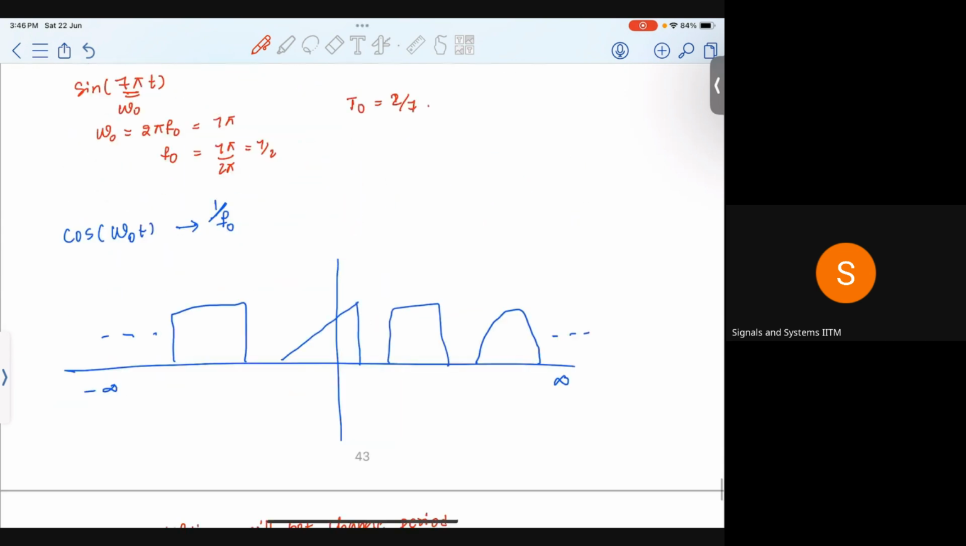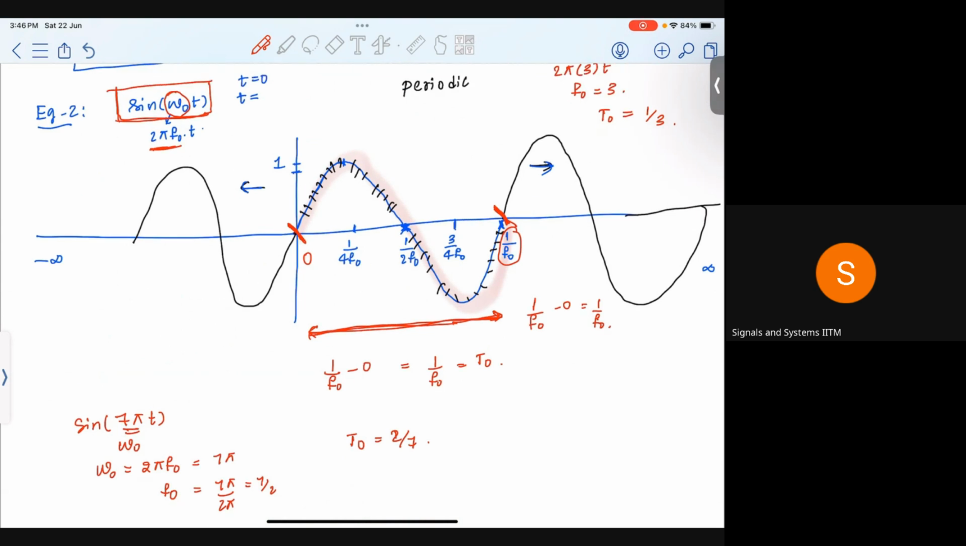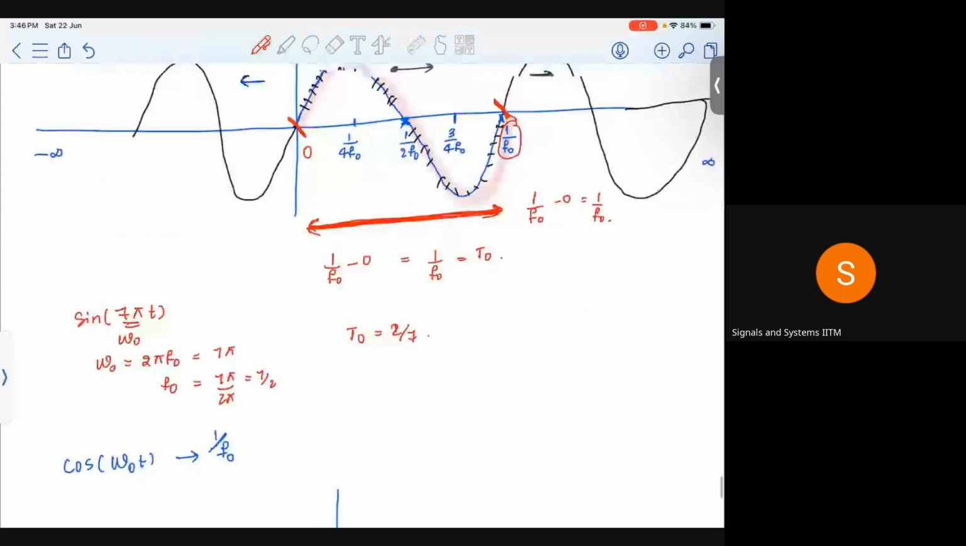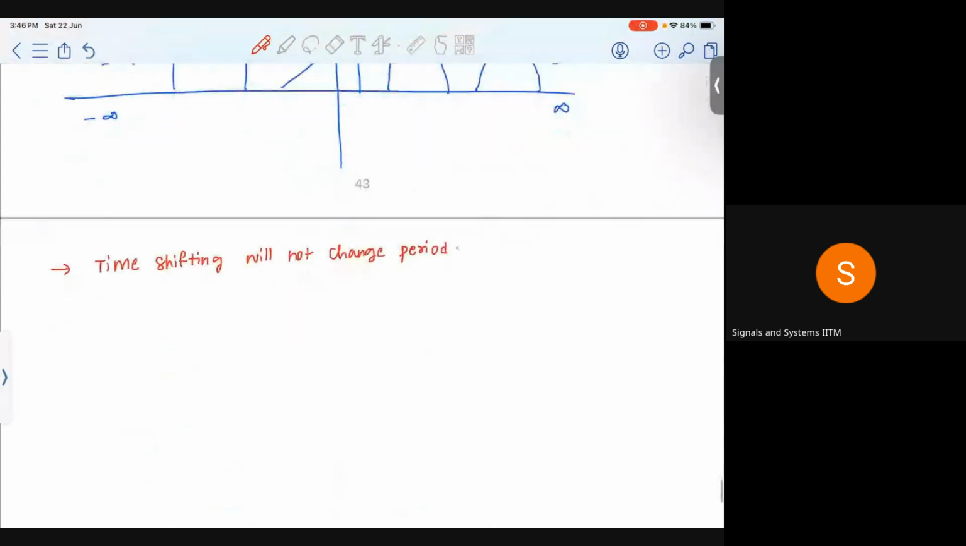When you shift the periodic signal in time, the same signal moves either towards the right or towards the left, and the time period of the constant part will not get affected. Hence, time shifting alone will not change the period. But the other nice thing is that time scaling does affect the period. Time scaling will affect the period.